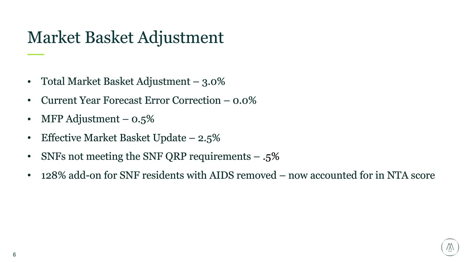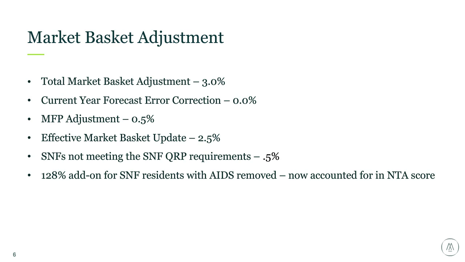They have also decided to continue on with their multi-factor productivity adjustment, which indicates that as folks become more efficient, CMS should account for that in that market basket update. So if you are a meaningful user of electronic health records and you've reported your quality data, you will see a 2.5% increase over prior year. Skilled nursing facilities who are neither of those will see only a 0.5% increase over the prior year.